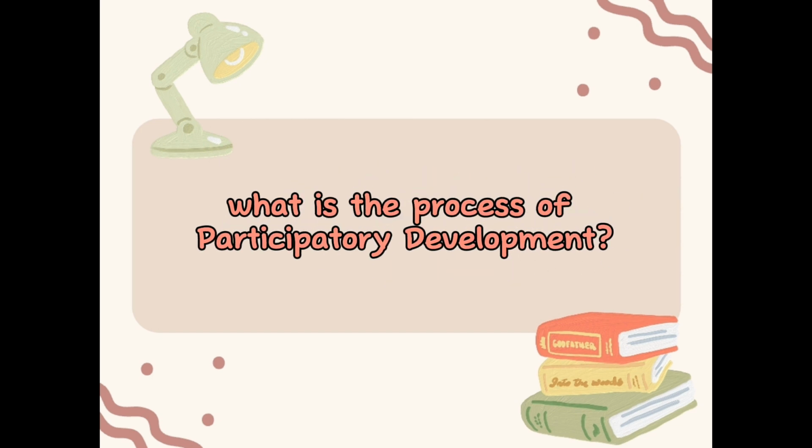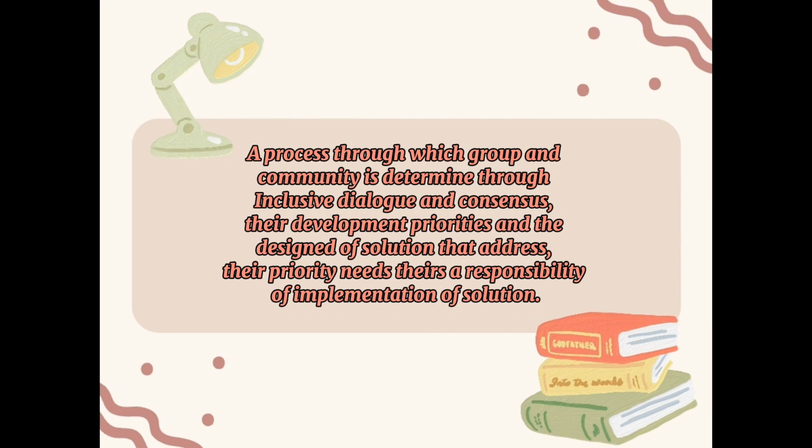Now, let's move. What is the process of participatory development? A process through which groups and communities determine through inclusive dialogue and consensus their development priorities and the design of solutions that address their priority needs, and the responsibility of implementation of solutions.